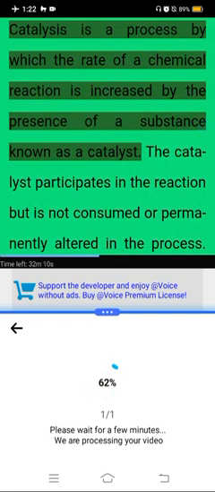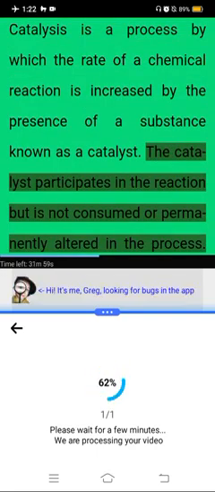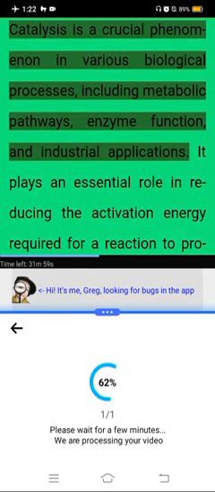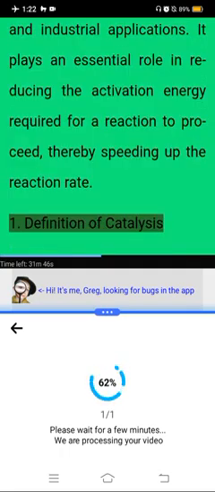Catalysis is a process by which the rate of a chemical reaction is increased by the presence of a substance known as a catalyst. The catalyst participates in the reaction but is not consumed or permanently altered in the process. Catalysis is a crucial phenomenon in various biological processes, including metabolic pathways, enzyme function, and industrial applications. It plays an essential role in reducing the activation energy required for a reaction to proceed, thereby speeding up the reaction rate. 1. Definition of catalysis.